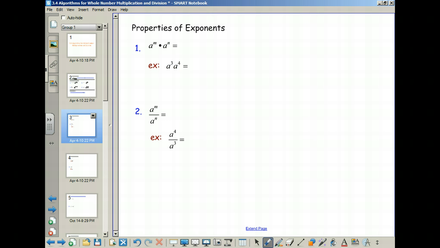What you'll see in number 1 is two values, a and a, two bases, and they have different exponents. They could have the same exponent. But I have an example of property 1, right? Well, what does a cubed actually mean? a times a times a. Right? This is a cubed. What does a to the 4th mean?